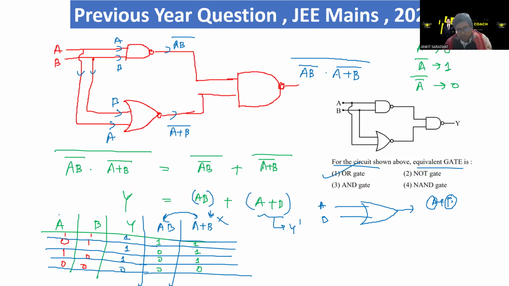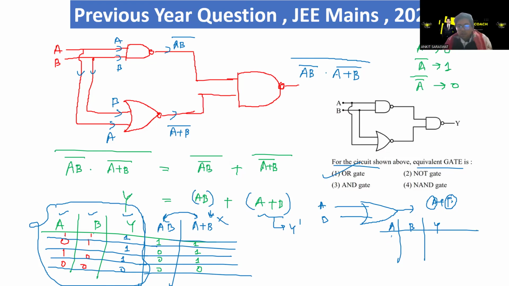So this is A, B, and Y. Notice this 1, 1, 1, 0, 1, 1, 1, 0, 1, 1, 0, 0, 0, 0. This is the pattern. This is the truth table of A, B, Y. And this truth table is similar to the OR gate. So we are only seeing the inputs A, B and the output.